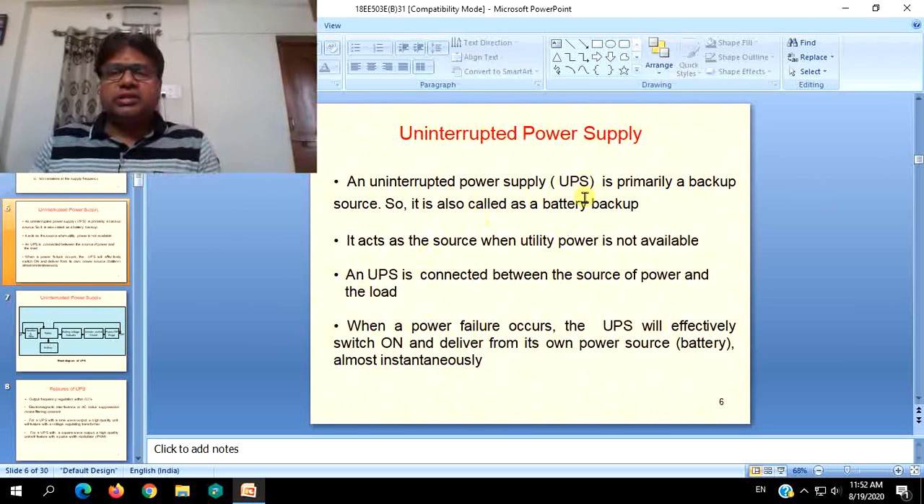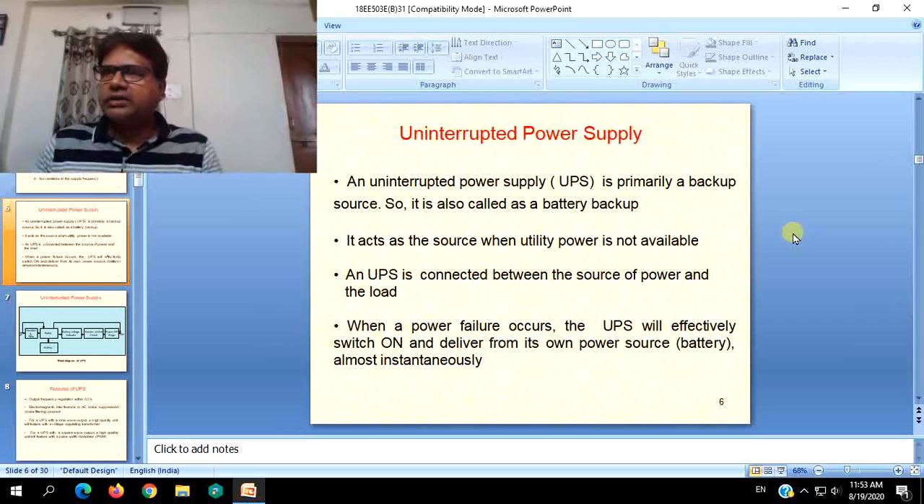So it is nothing but abbreviated as UPS, which we call and use in our day-to-day life. It is primarily a backup source, so it is also called a battery backup. It acts as the source when utility power is not available. And most of the loads we use in our domestic or commercial applications may be single phase AC loads and also DC loads.